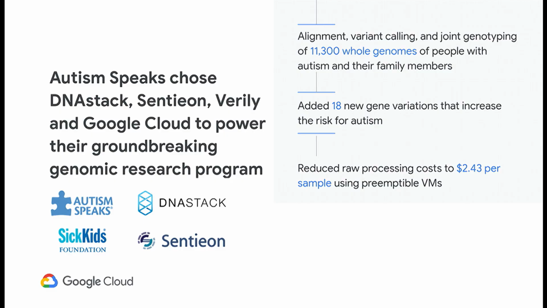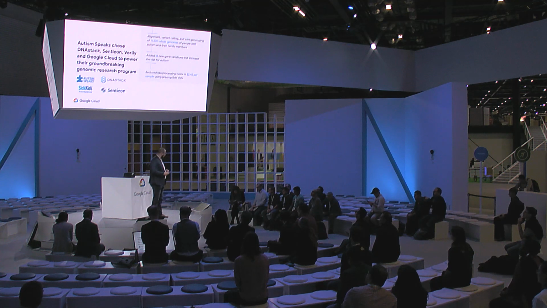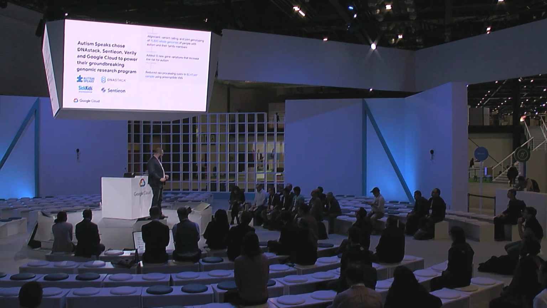So recently, Autism Speaks, which is a major patient advocacy group based back in the States, worked with DNA Stack, one of our Google Cloud technology partners, Sention, another Google Cloud technology partner, and Verily, which is another Alphabet company that is involved in biomedical research, and along with Google Cloud, on a very important new project. They performed alignment and variant calling on over 11,000 whole genomes of people with autism and their family members. They discovered many new important genetic variations associated with autism.